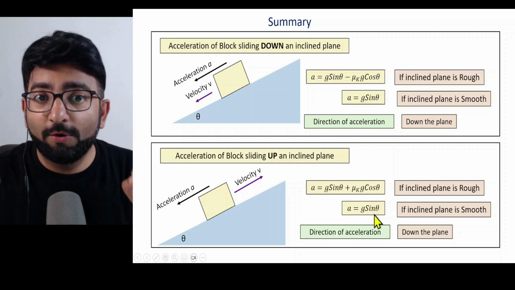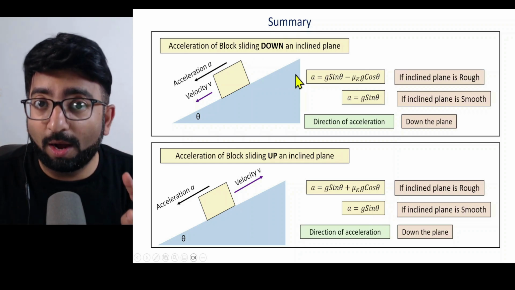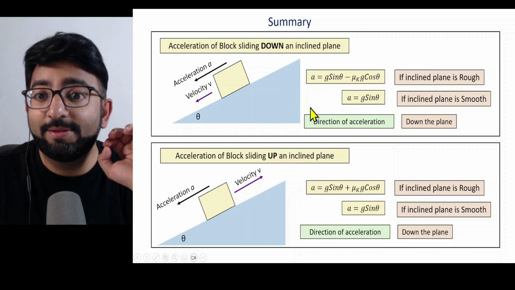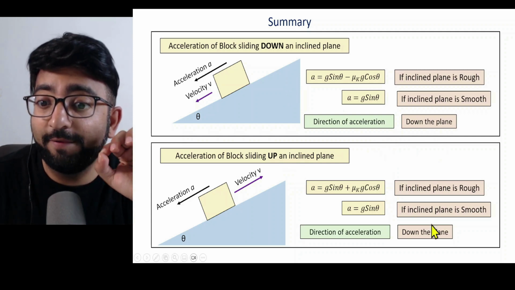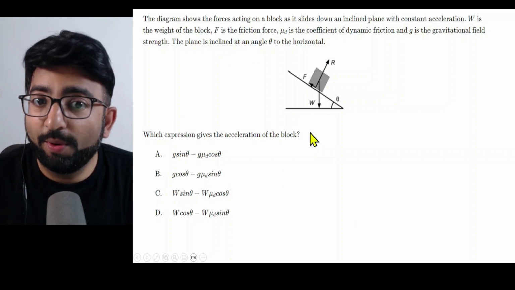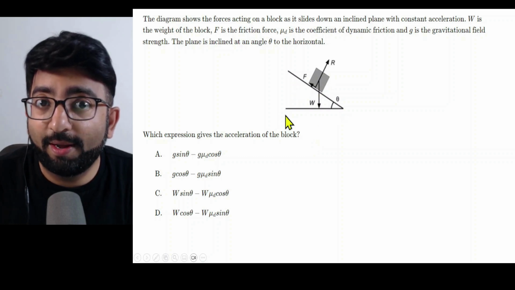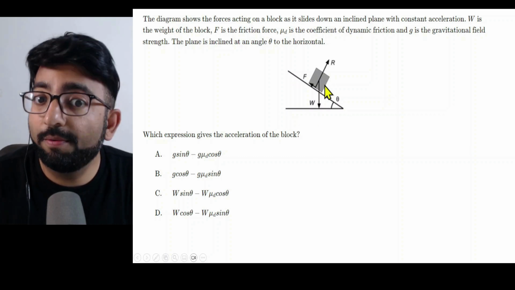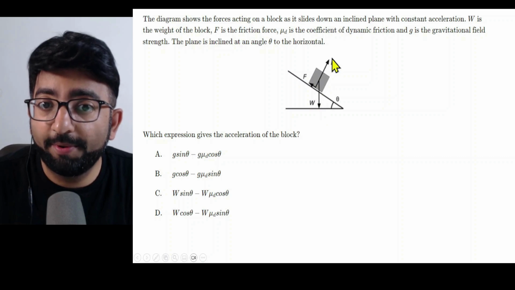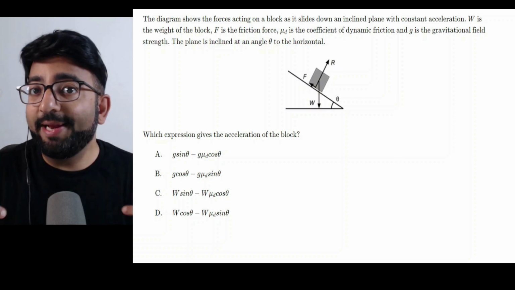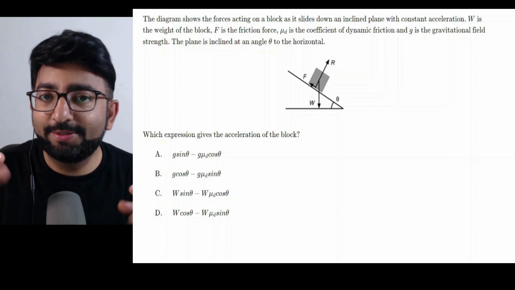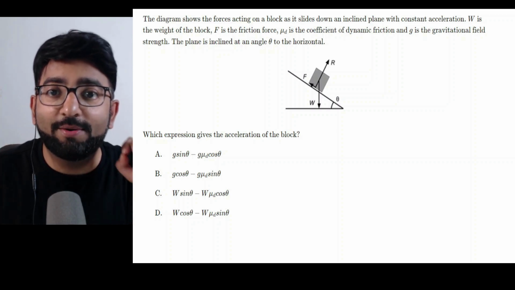But please note, no matter whether the block is sliding down or up an inclined plane, the direction of acceleration is always down the incline. In this question, we have a block kept on an incline, and the three forces are already shown: the weight, the normal reaction, and the friction. So we need to determine which case this is. Is the block sliding up the incline or down the incline?